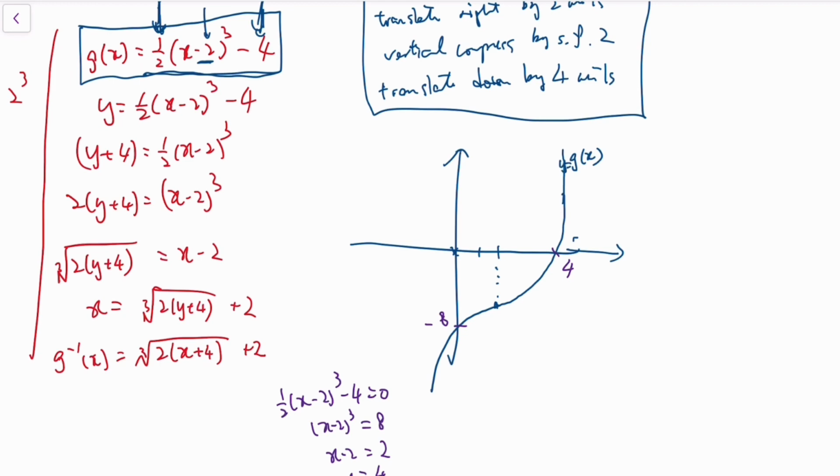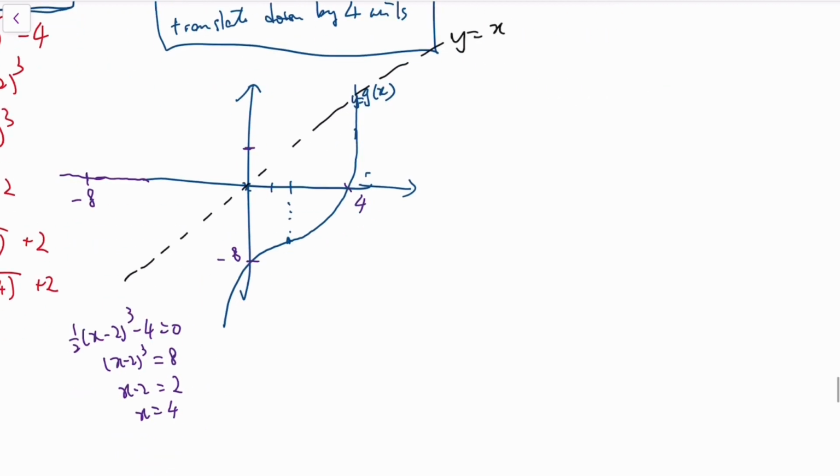Y equals g of x. Then you reflect this graph along the line y equals x. This is my y equals x. So if I reflect it, the y-intercept of minus 8 will become the x-intercept of minus 8. So that's quite far away. My scale is pretty bad, actually. Hopefully, would that be a problem? Okay, that's kind of a problem. Let me redraw it. The scale was bad. So 4, minus 8.